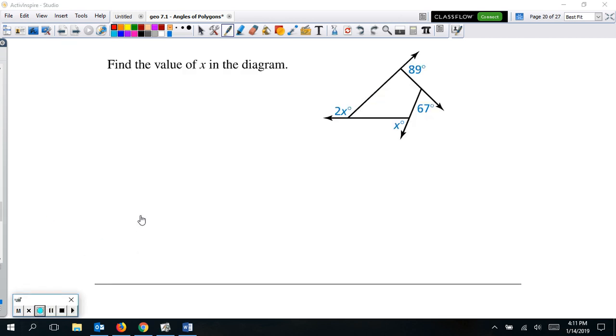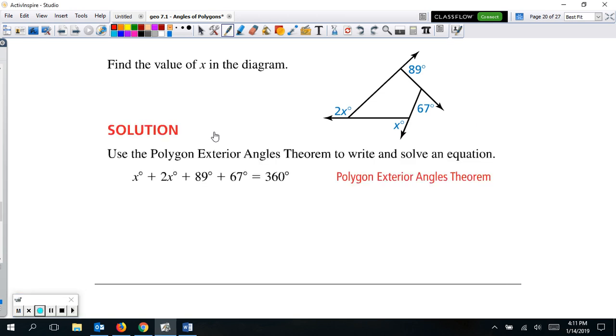Okay, so here's one where it says find the value of x, but they're exterior angles here. So we want to add all of these up, and it's going to equal 360 because they're exterior angles. So we add them all up: the x, the 2x, the 89, the 67, it's going to equal 360. Even though this only has 4 sides, it's going to be 360. If it has 5 sides, it's still 360 on these exterior angles.